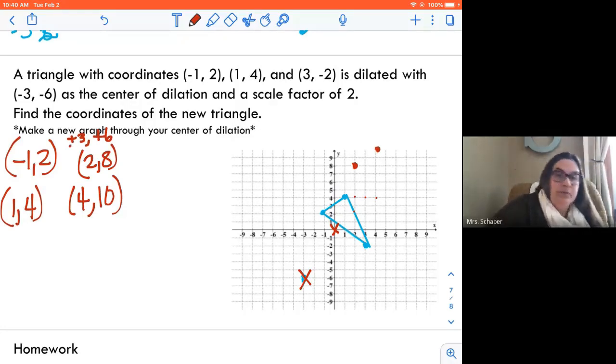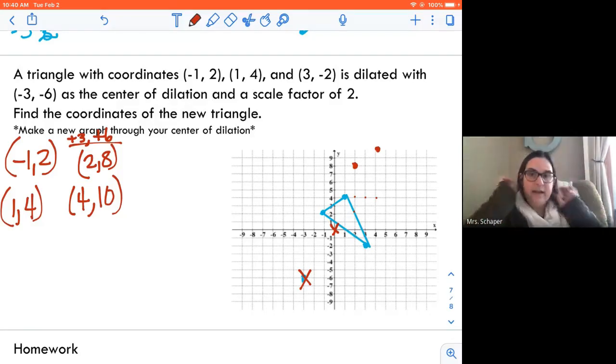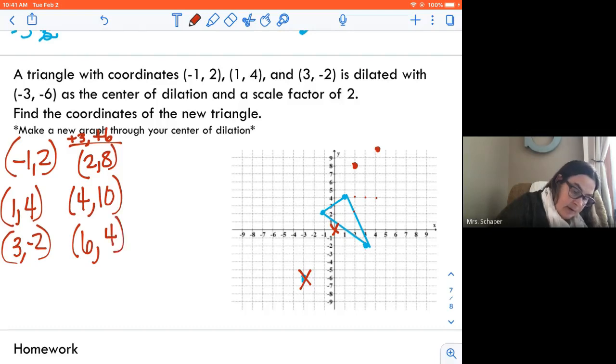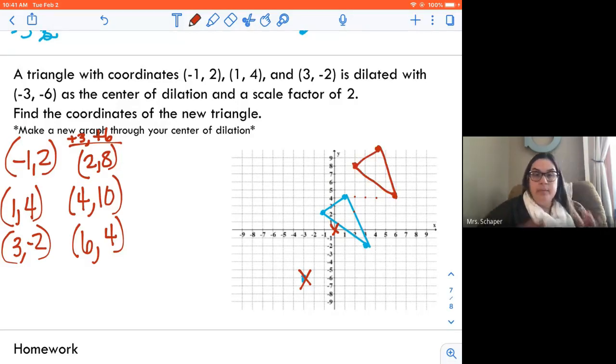So I'm shifting it so that my center of dilation is at 0. And then my last one is 3, -2. And again, I'm going to shift it to the right 3 and up 6. So I'm at 6, 4. All right, so this is my new figure. Okay, so what I did is I shifted this blue one. So now my center of dilation is here.